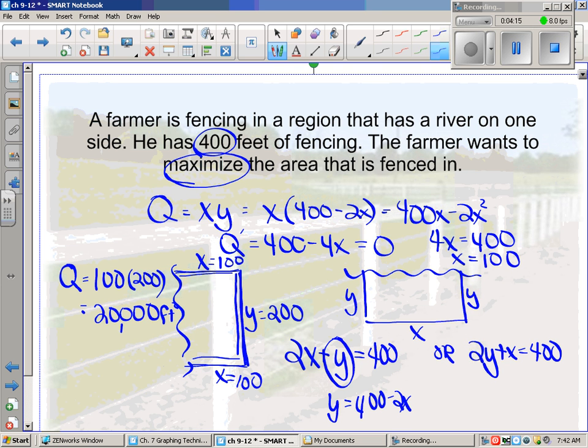And that is basically what a farmer problem is. It's still another one of those max-min questions that we've been doing. However, it's just a slightly different wording because it's dealing with farmland, I guess. So, and those are your farmer problems.